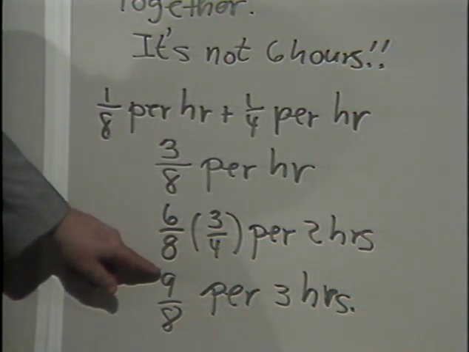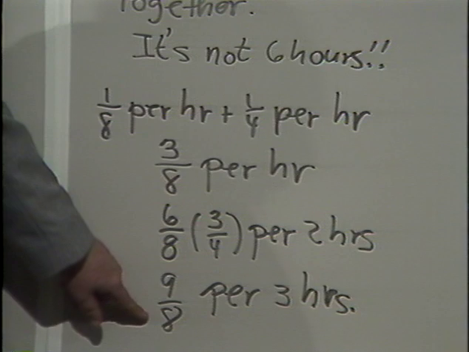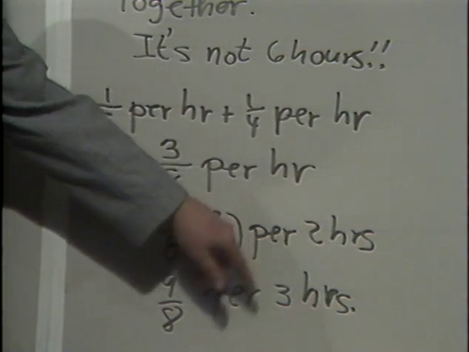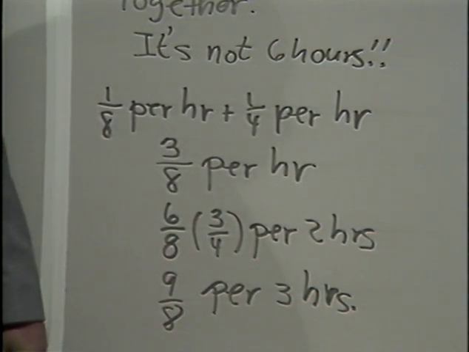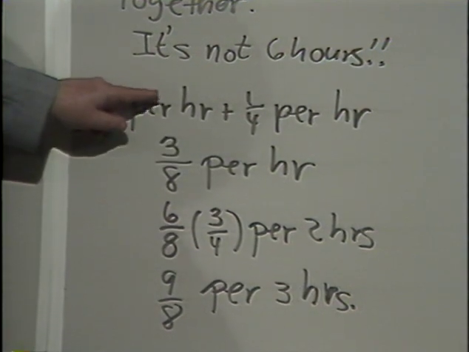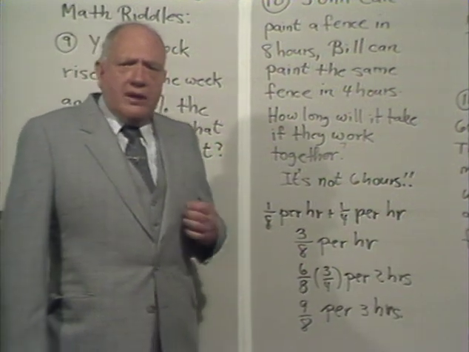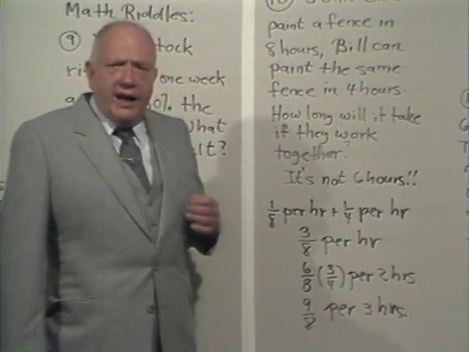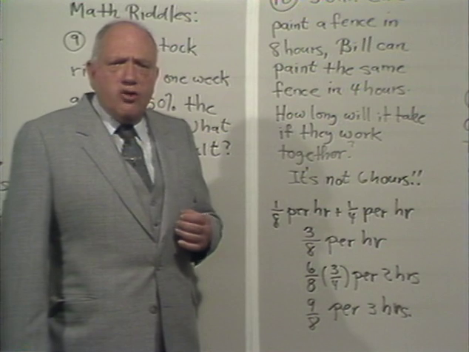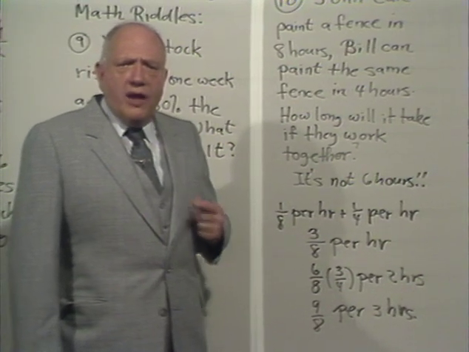In 3 hours you would do 9/8, which is more than the whole job. So the whole job would take what? Between 2 and 3 hours. The reason that my father's way of doing this problem wasn't so far off is, what's the likelihood that if you paint a fence in 8 hours, that you're going to do in 1 hour 1/8 of the job?